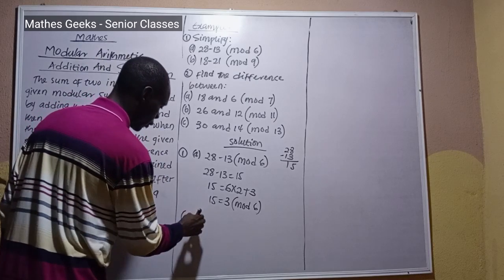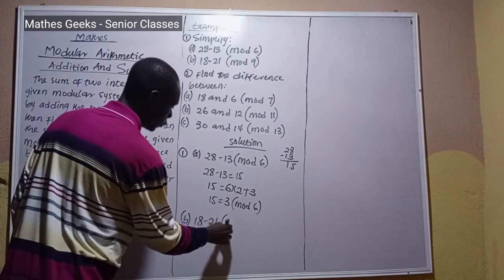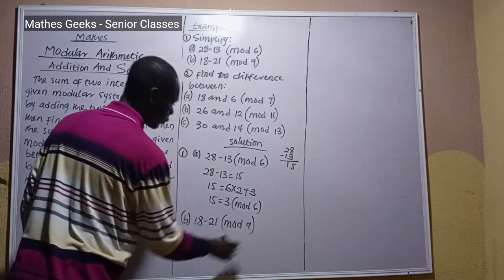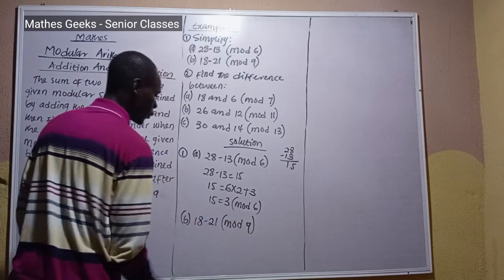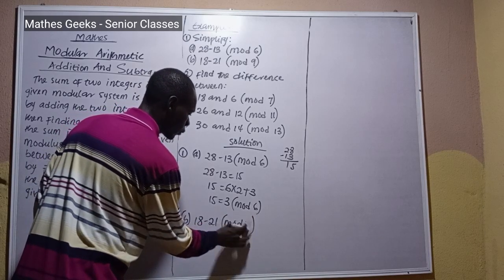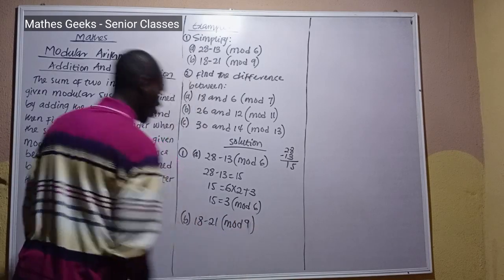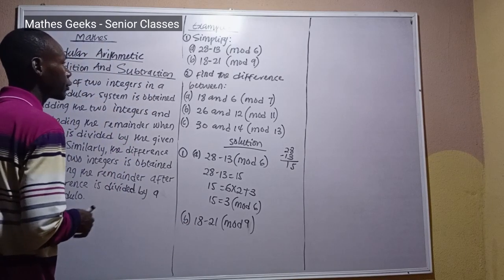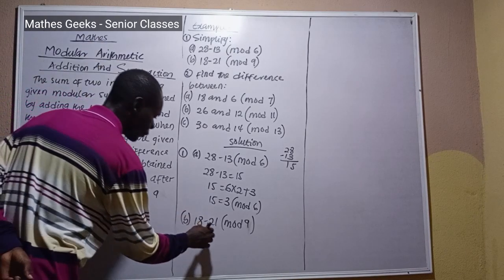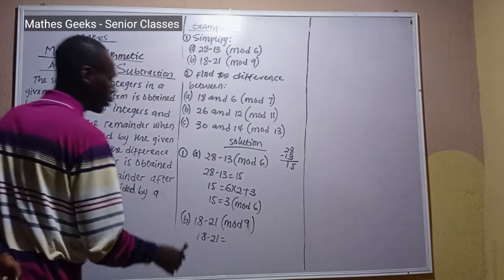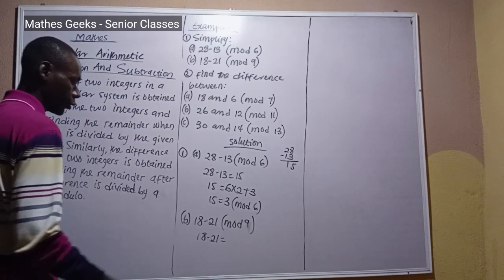18 minus 21 in mod 9. 18 minus 21 will give us minus 3.